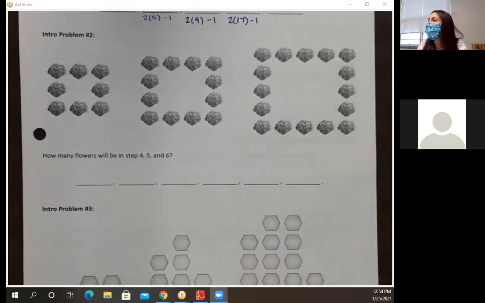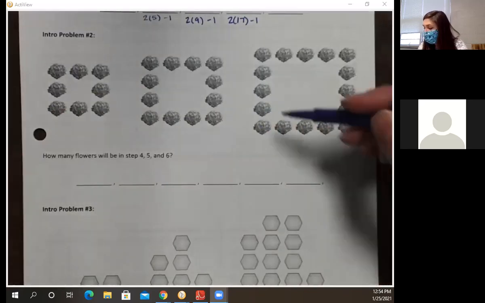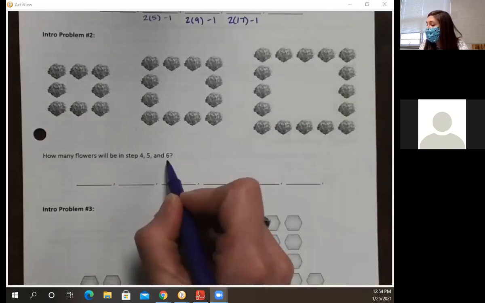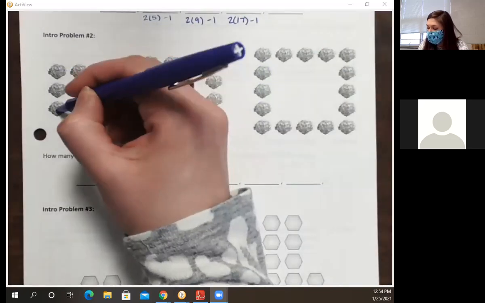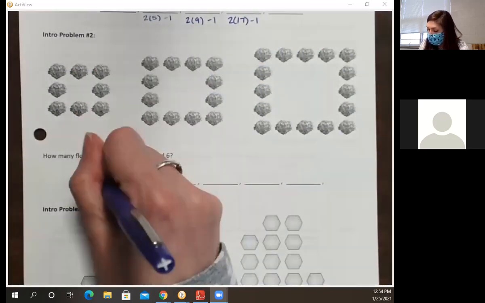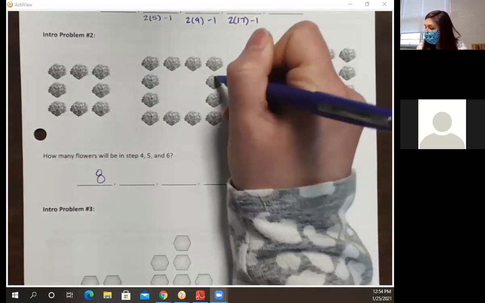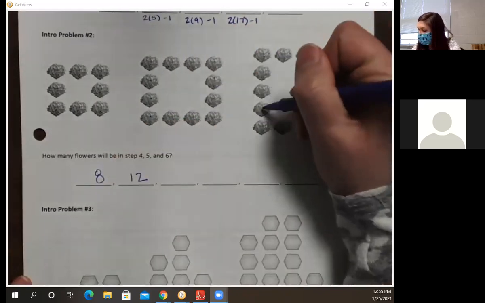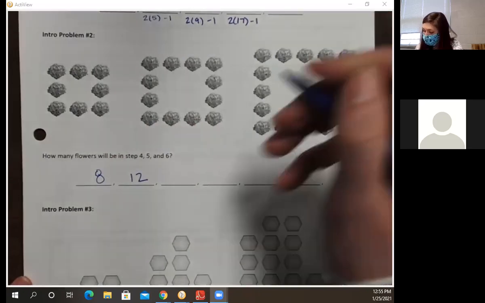Okay. For the rest of the ones that you looked at, or for the next couple at least, they didn't give you the rule. You had to figure it out. So for problem number 2, it says these are all flowers. So we've got some shape, some figure made out of flowers here, and it wants to know how many flowers will be in the next few pictures that we're showing. Well, if I look at my first picture, I've got 1, 2, 3, 4, 5, 6, 7, 8. And then I've got 12. And then I've got 16.